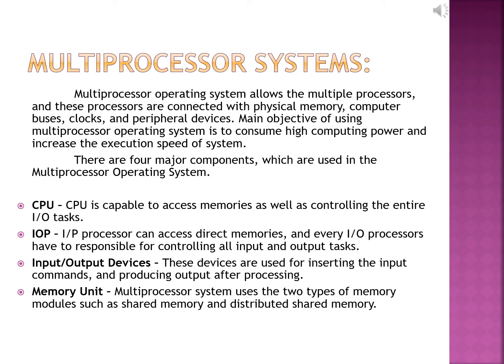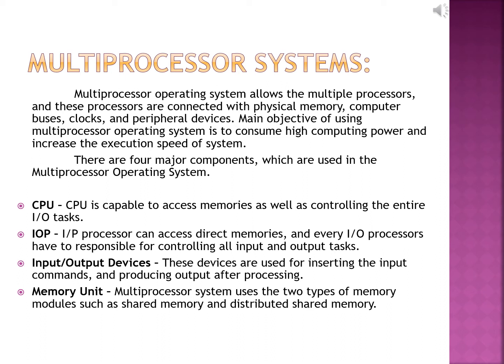Now, what are multiprocessor systems? A multiprocessor operating system allows multiple processors. These processors are connected with physical memory, computer buses, clocks, and peripheral devices. The main objective of using a multiprocessor operating system is to obtain high computing power and increase the execution speed of the system. There are four major components which are used in the multiprocessor operating system.